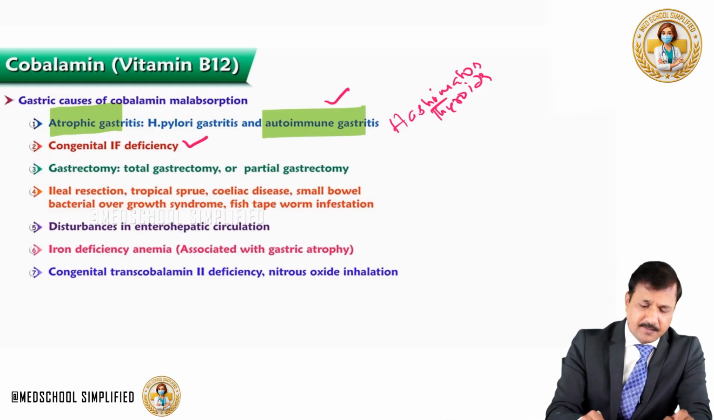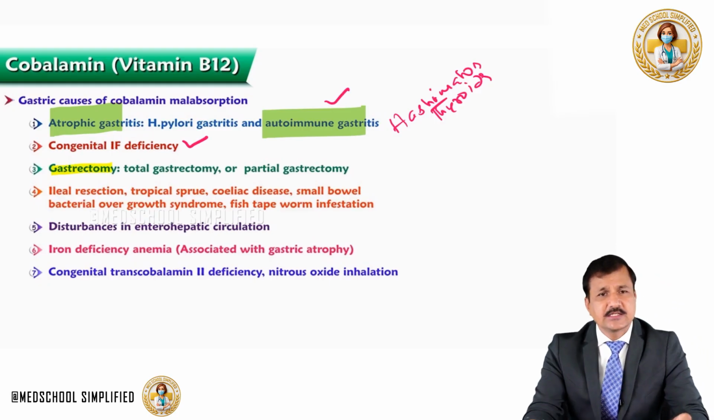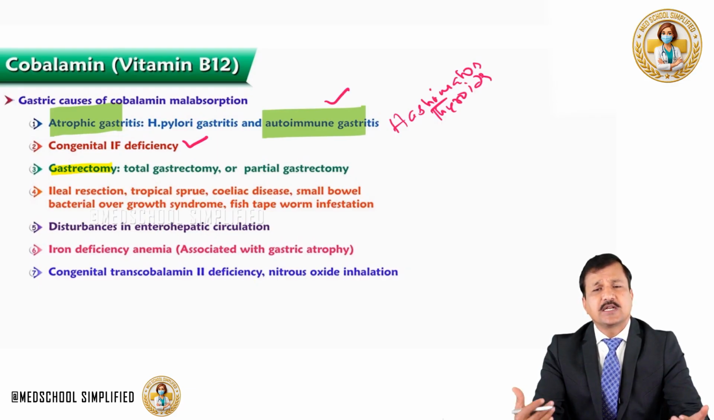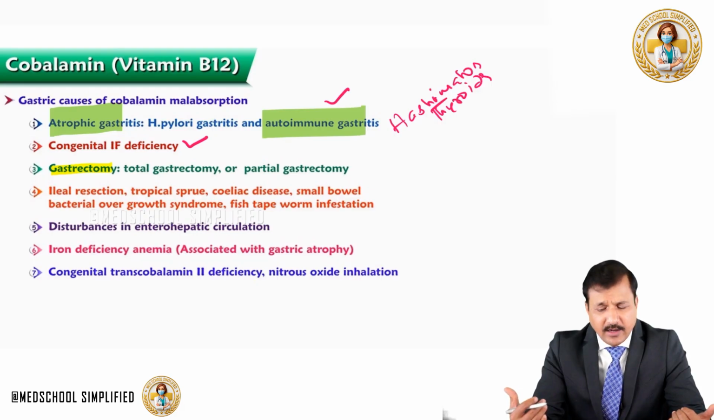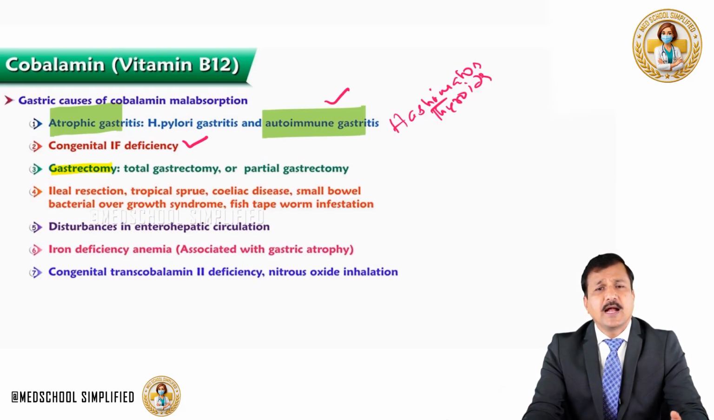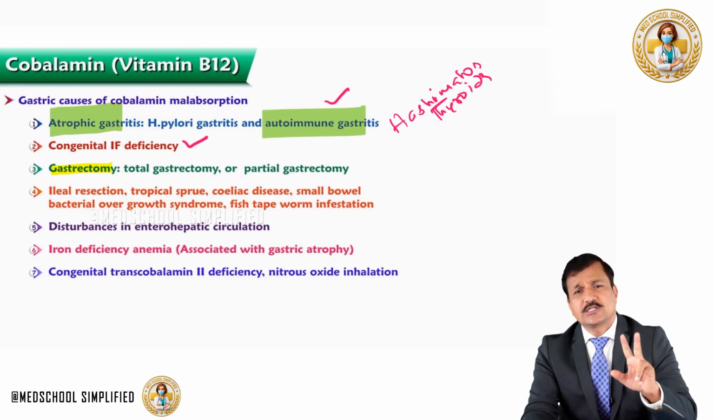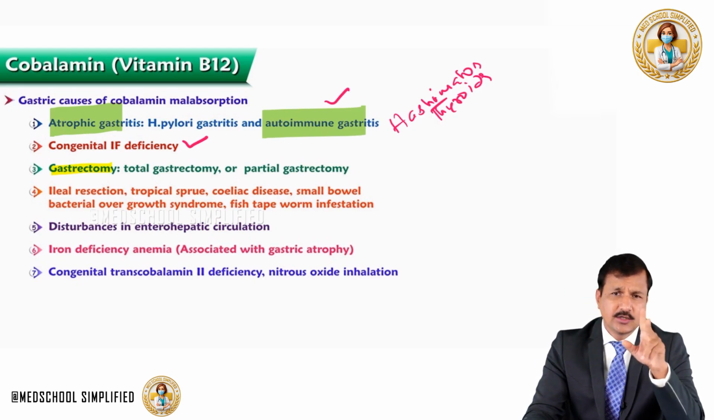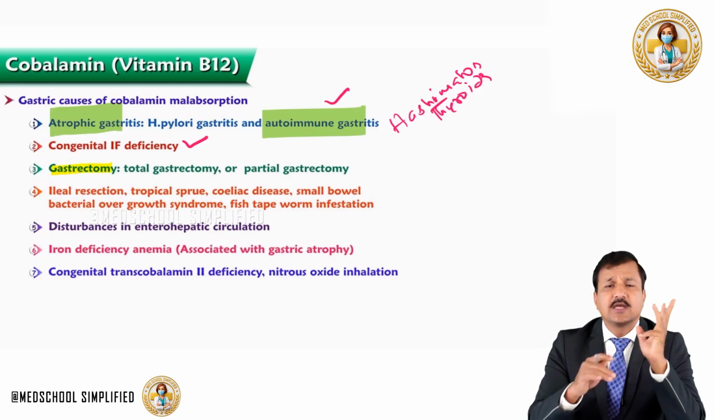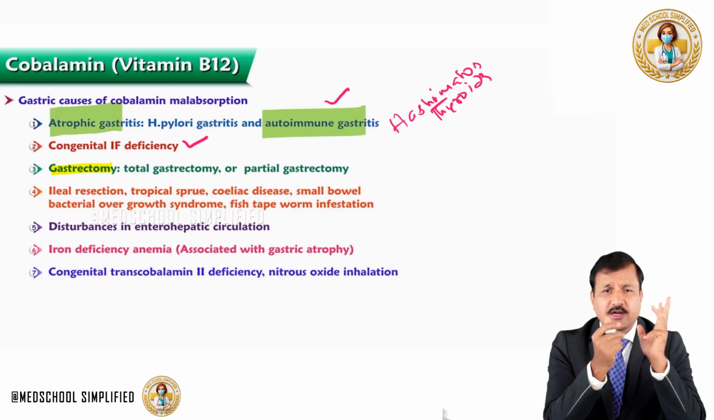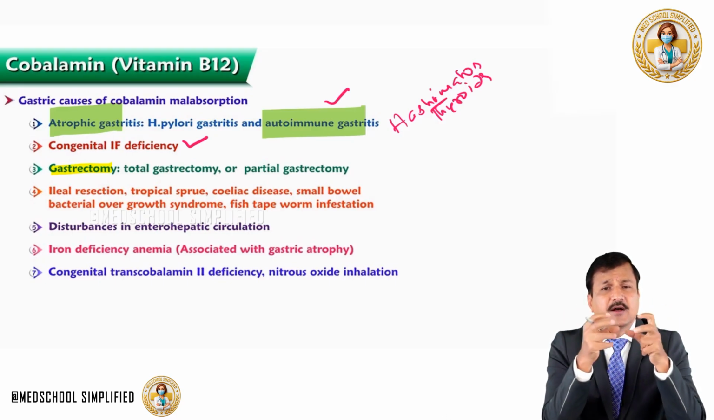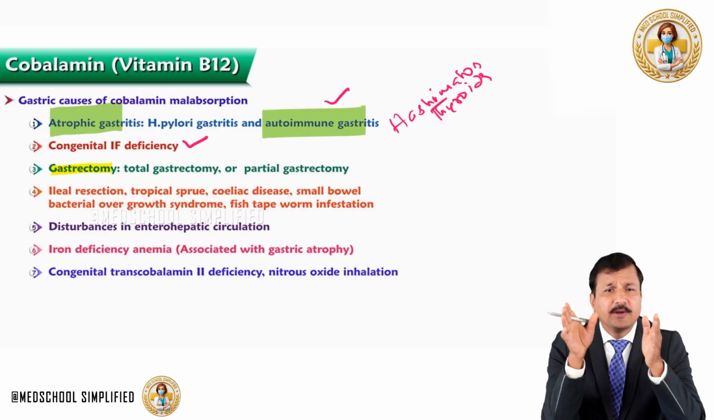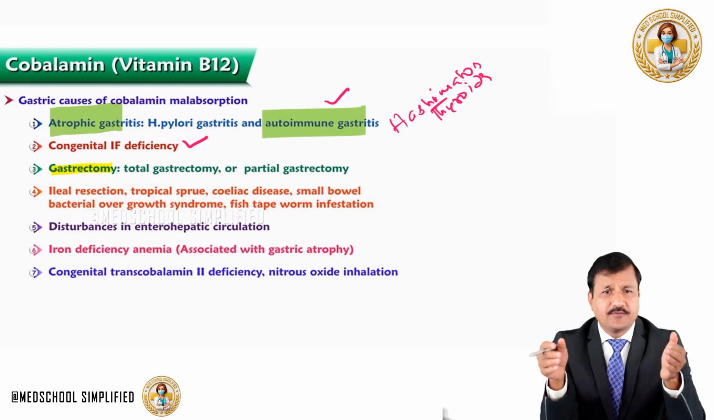Coming to gastrectomy, it can be partial gastrectomy or total gastrectomy. When we remove the stomach, intrinsic factor is not coming, and acidity in the stomach is not there. That will lead to cobalamin malabsorption, because two things happen when the stomach is removed, either totally or partially: intrinsic factor from the parietal cells is not there, and hydrochloric acid, which is needed for binding of cobalamin with R factor, is also not there. Overall, it can give rise to cobalamin malabsorption, eventually leading to cobalamin deficiency.